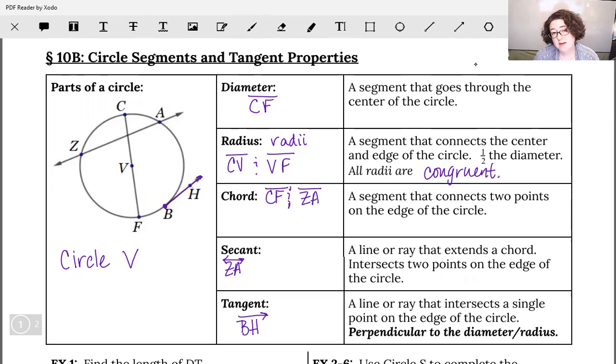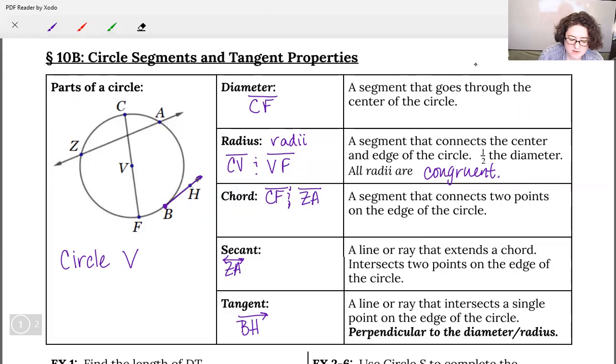Now, another thing that is a property of all tangents, and let's go ahead and test this out by sketching it, is that it's always going to be perpendicular to the diameter or the radius at that point. So let me go ahead and sketch in, let me connect point V and B.